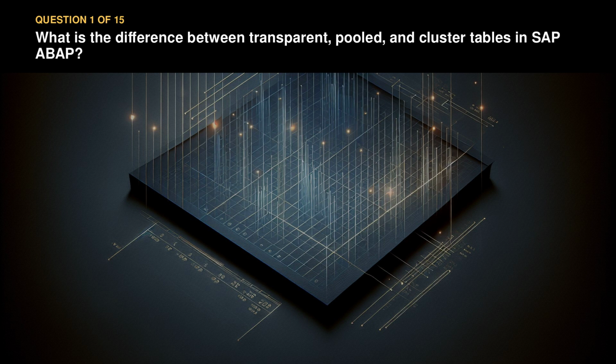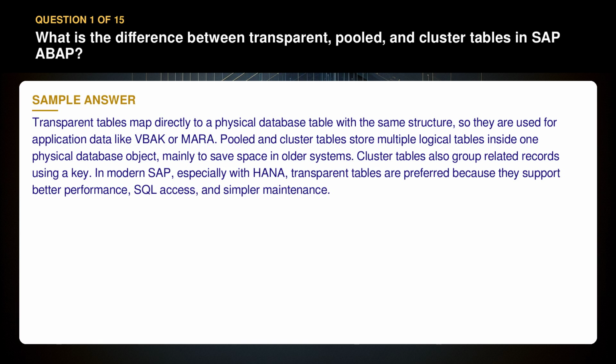Question 1. What is the difference between transparent, pooled, and cluster tables in SAP ABAP? Transparent tables map directly to a physical database table with the same structure, so they are used for application data like VBAK or MARA. Pooled and cluster tables store multiple logical tables inside one physical database object, mainly to save space in older systems. Cluster tables also group related records using a key.